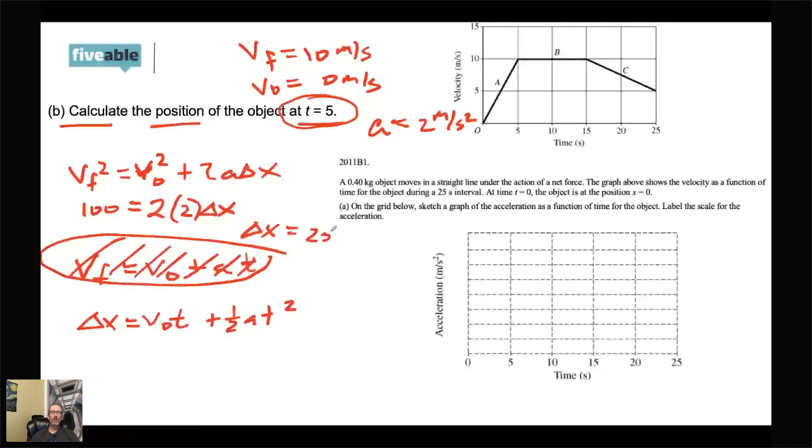If for some reason you did it this way, we could do the same thing. This is 0 plus 1/2 of a, and remember a is 2, and our time here was 5. So 5 squared is 25. These cancel out and you get exactly the same answer. So typically on most AP tests, there's more than one way to do a problem. So we have all those ways as we read your tests and score them.